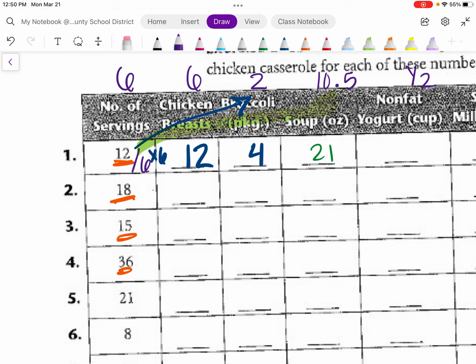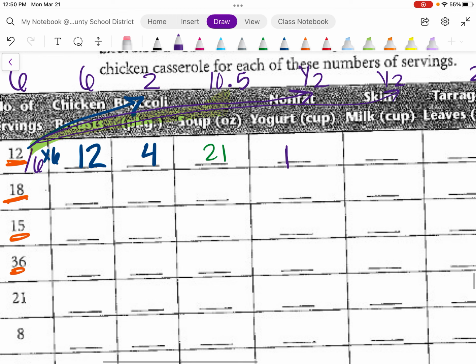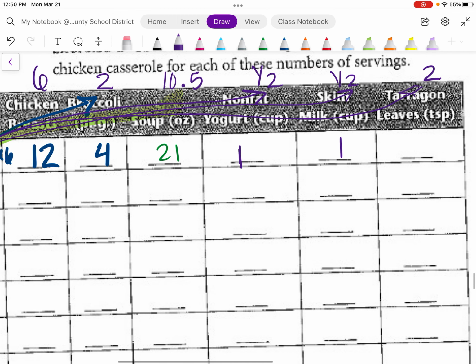Go back to it every time. 12 over 6 times half gives me 1, and 12 over 6 times half gives me 1 again. 12 over 6 times 2 gives me 4.